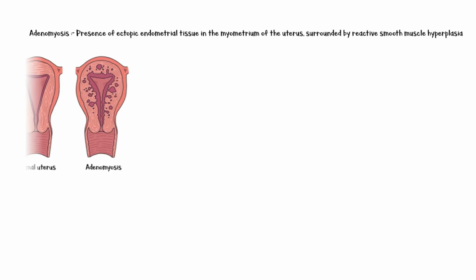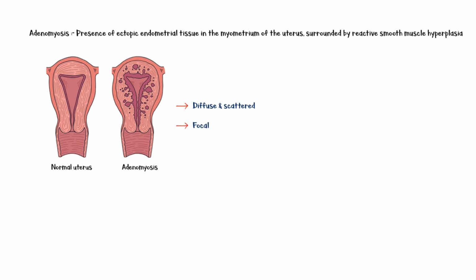Adenomyosis is defined as the presence of ectopic endometrial tissue in the myometrium of the uterus, surrounded by reactive smooth muscle hyperplasia. This image shows a normal uterus on the left side, and a uterus with adenomyosis on the right side. Adenomyosis can be diffuse and scattered, as shown in this picture, or it could be focal, occupying only a smaller area of the uterus.